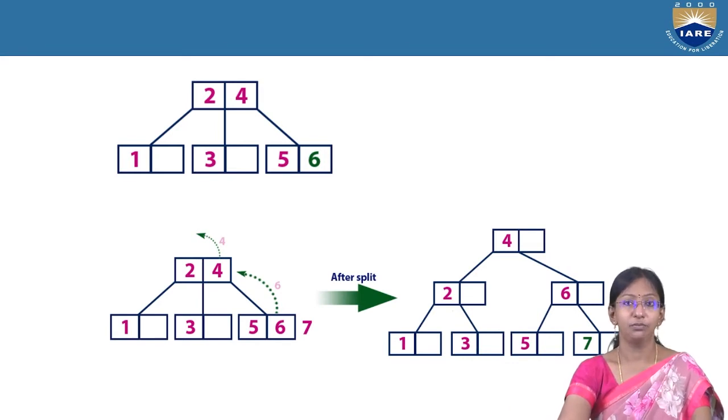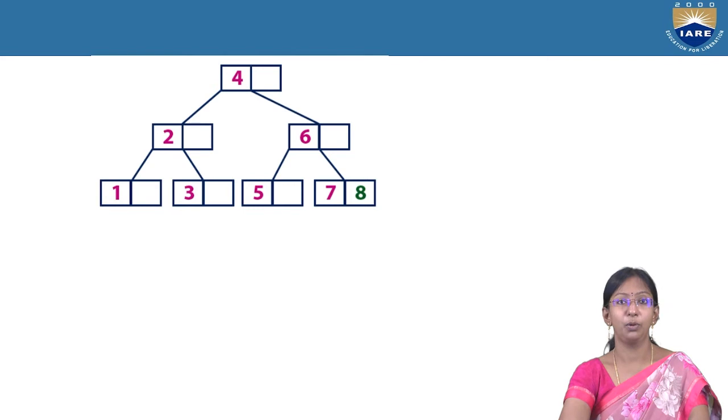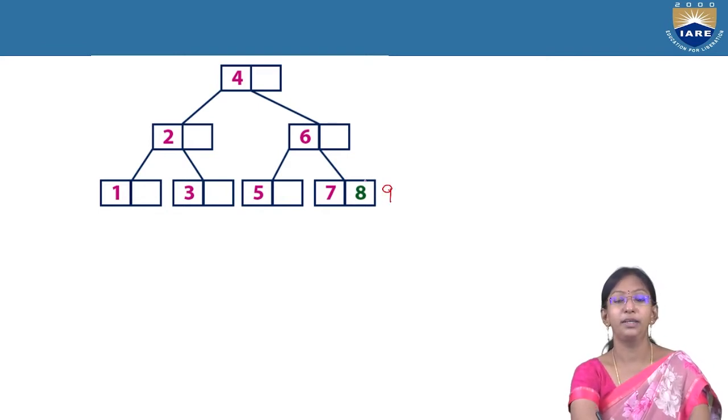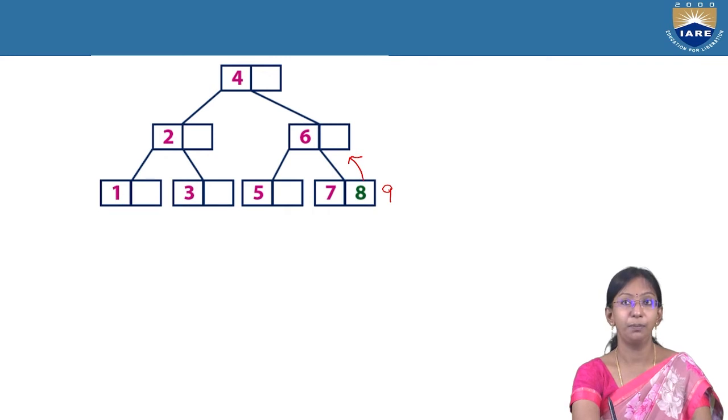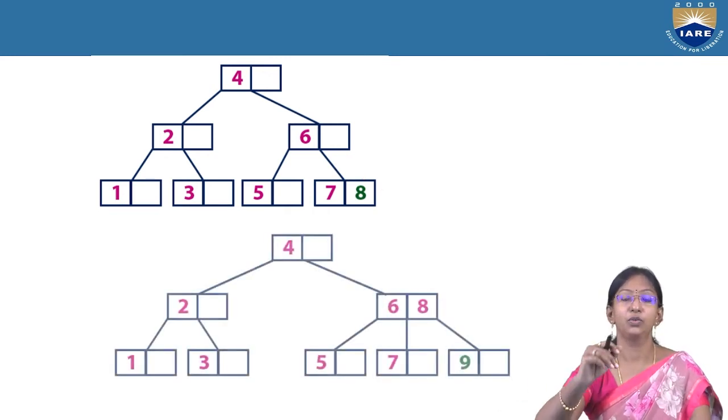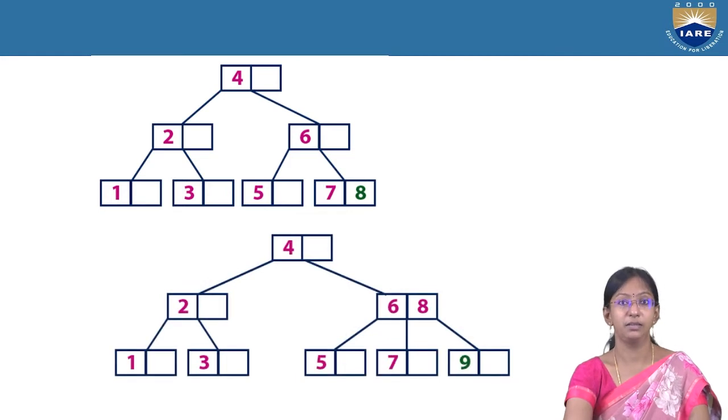Okay. Now, insert 8. Not a problem. Right hand side of 7, 8 can sit. What if you want to insert 9? That is the next point. 9 cannot be accommodated in this node. So 8 is going to take a hop in the upward direction. And the parent is having a vacancy and it can accommodate it. Right? So 8 is going to sit beside 6.